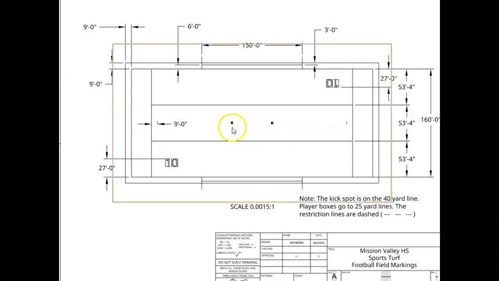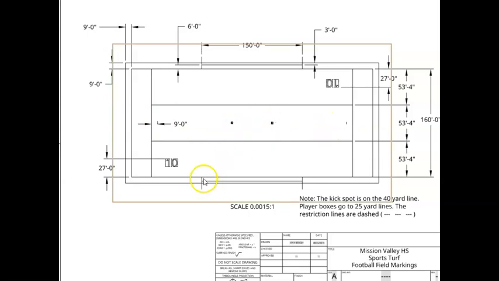The kick spots are X's made on the 40-yard line in the middle of the field. This doesn't have to be measured out precisely. An X stencil can be laid evenly with the field goal posts on each side of the field and then sprayed in with a rattle can.